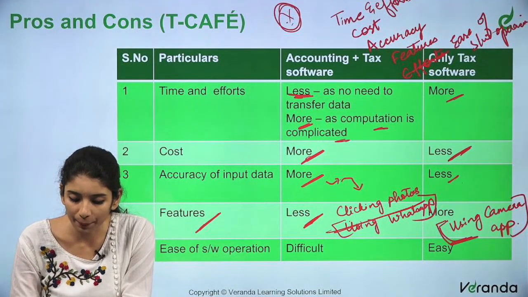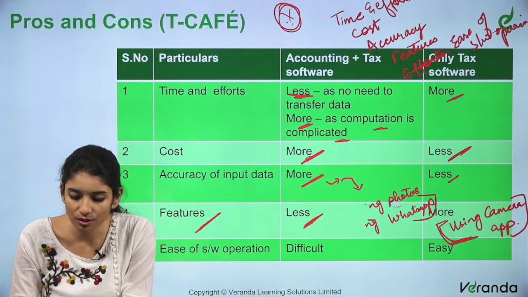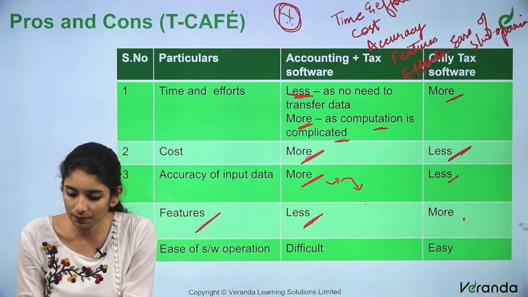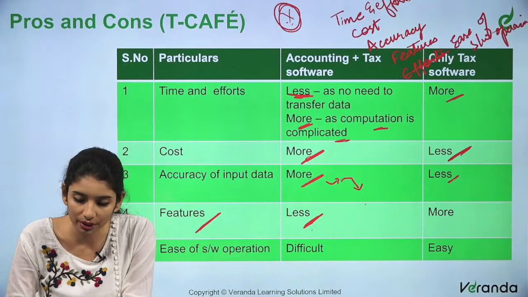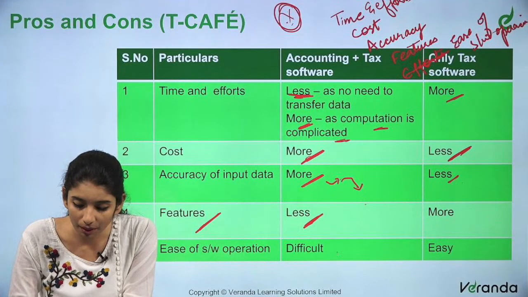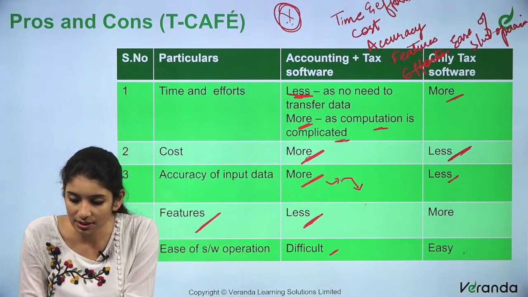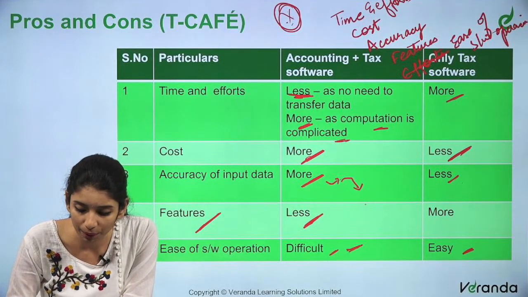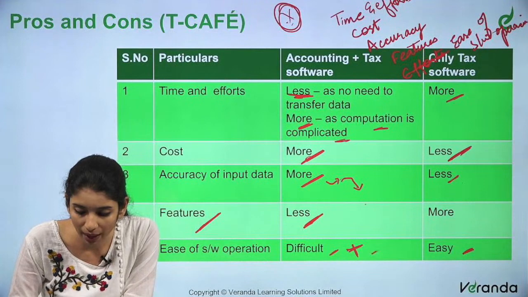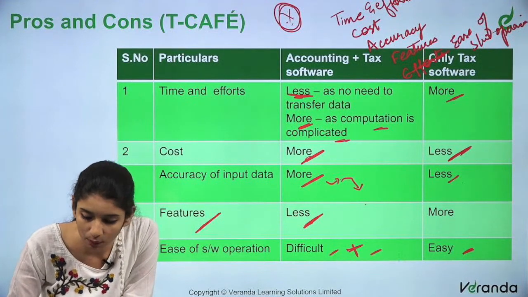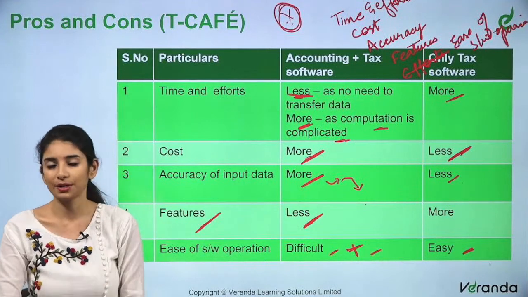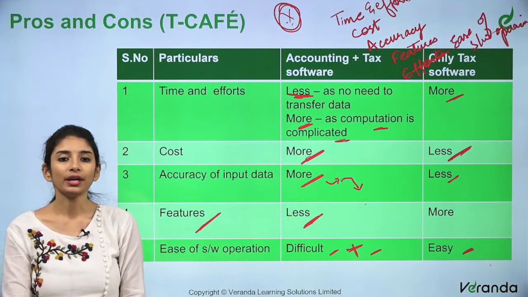Ease of software operation. Now, accounting plus tax software is going to be difficult, and only tax is going to be easy, because in accounting software you need to put proper conditions, what to add in the tax profit, what not to add, what extra to add, all that you have to define as rules. In only tax, it is pretty simple, it is easy. Okay, clear?